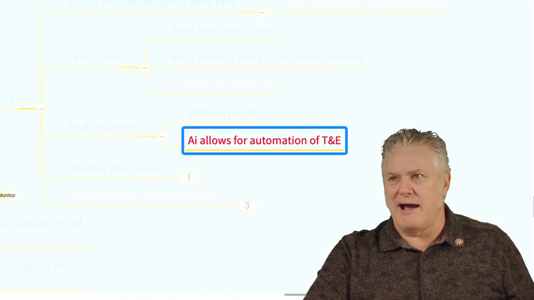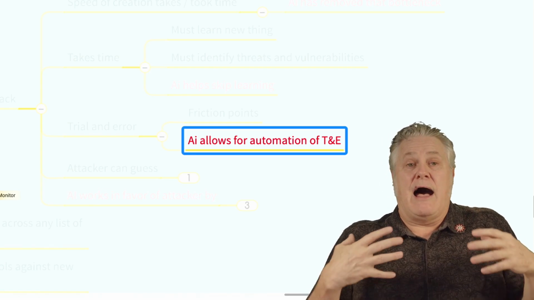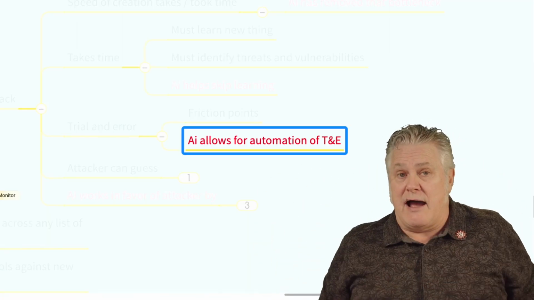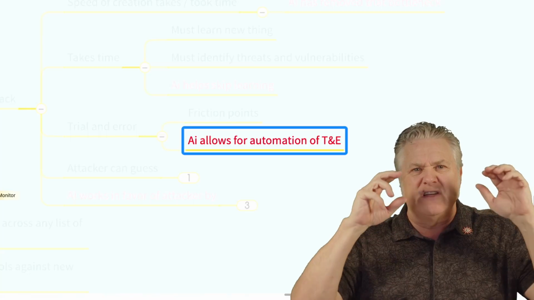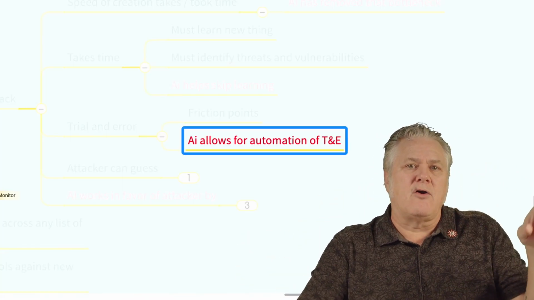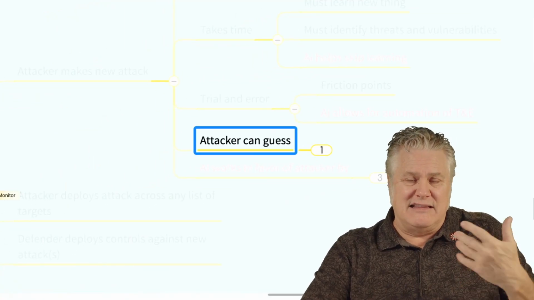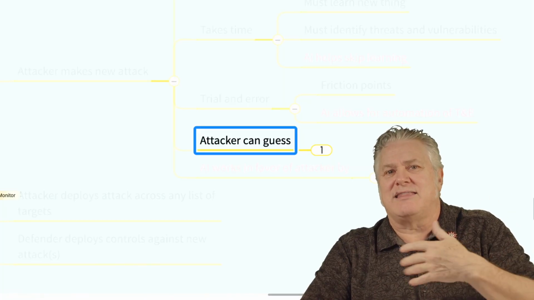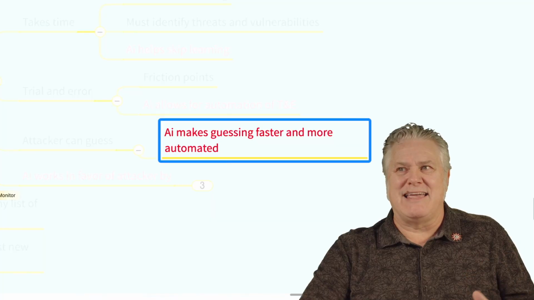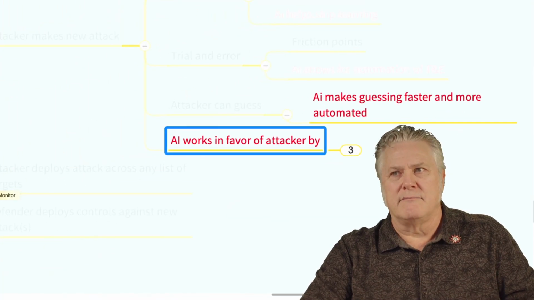The beautiful thing about AI is it allows for automation of that whole trial and error process. And once I figure out what my trial and error process looks like, I can hand it to the AI and say, keep on doing this. Do this 10,000 times and tell me when you come up with success. I need to go get a sandwich. Now, the attacker also can guess in that trial and error. They can say, I think it's this way, I think it's that way. Well, the AI can make that guessing so much faster and so much more automated.